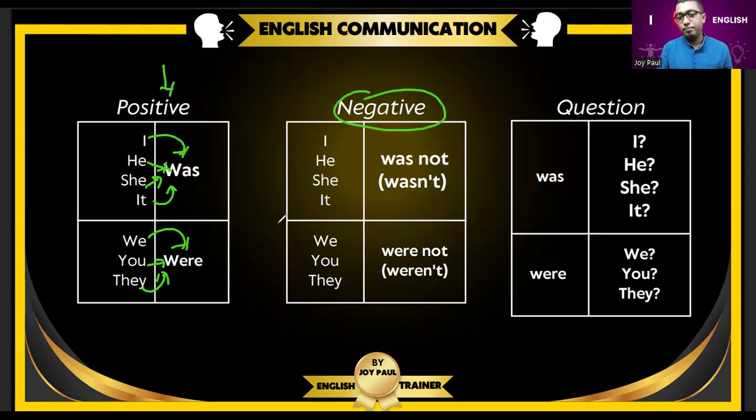Now, negative. How to say? I was not, or I wasn't. He was not, or he wasn't. She was not, or she wasn't. It was not, or it wasn't. Clear? How to say we? We were not. You were not. They were not. Clear? Great.